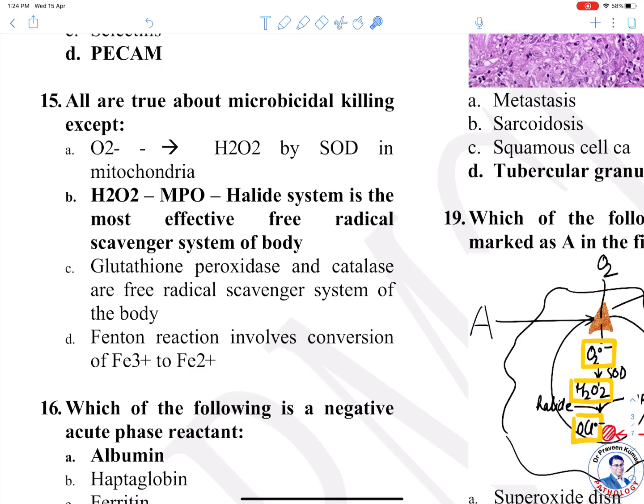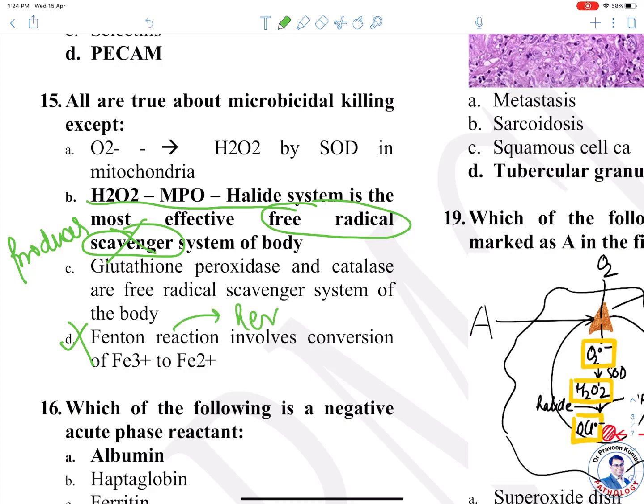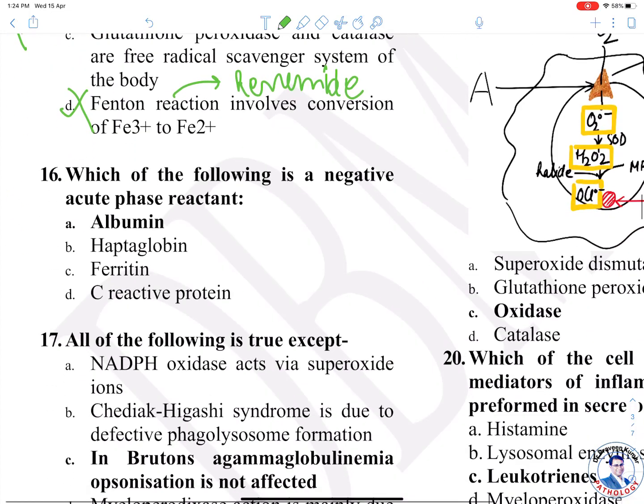So I told you why option B is wrong, because H2O2 MPO halide is not the most effective radical scavenger. It is not at all a scavenger. It is a radical producer. Many of you have still marked it D, not at all, because Fenton is definitely a reversible reaction. Guys, if you have made this mistake, do not do this again. New York in the spring will always be one time, not twice and thrice.